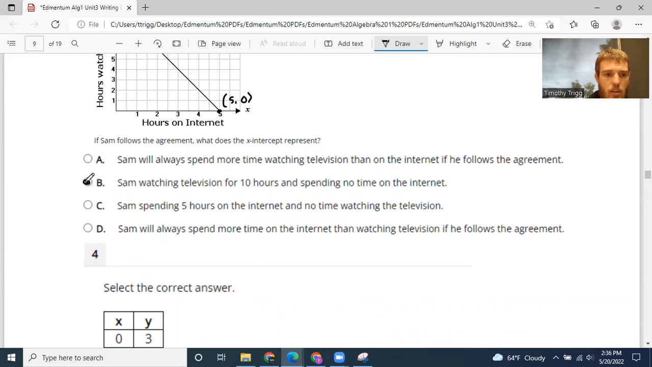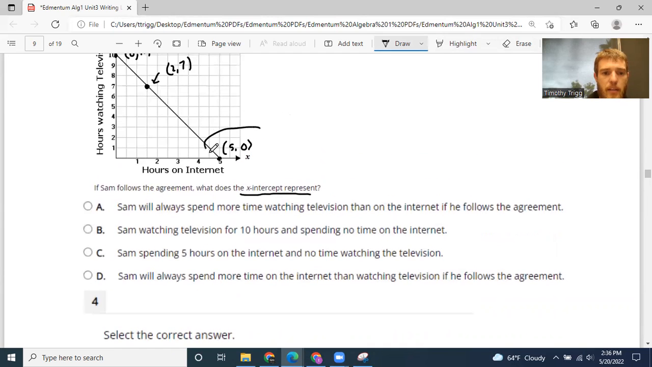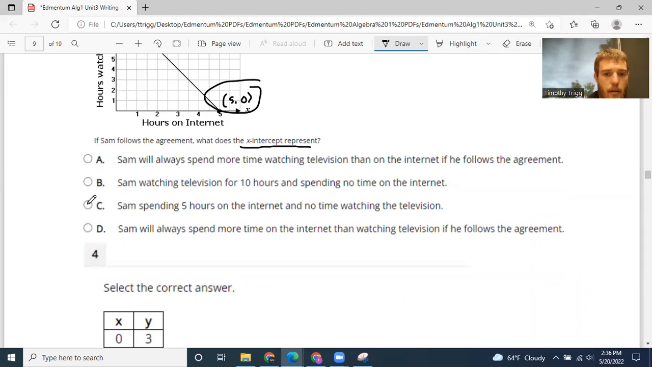I think he could do that, right? That makes sense. Sam spending 5 hours on the internet and no time watching television. Oh, okay. I didn't read the question. It says, what does the x-intercept represent? So it's talking about this point right here. So this point represents having 5 hours of internet and no TV.